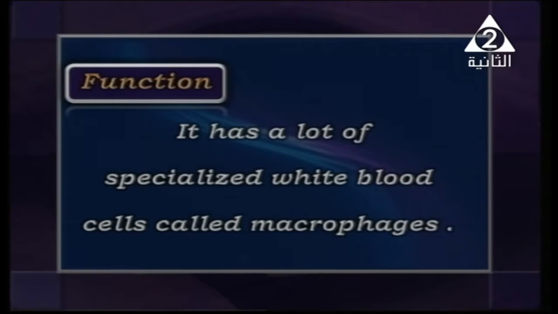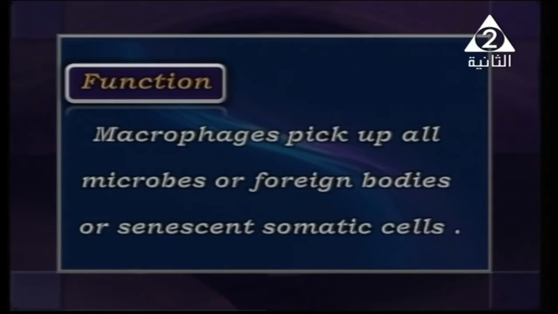The bone marrow has an important role in the manufacture of RBCs, white blood cells, and blood platelets, okay? But the spleen is specialized in making the specialized white blood cells. After that, I'm going to give you their information and details. They are called what? Macrophages, okay? Remember that, macrophages. The macrophages pick up all microbes or foreign bodies inside the body, or any somatic cells that are very old, the senescent somatic cells, which we don't need anymore.